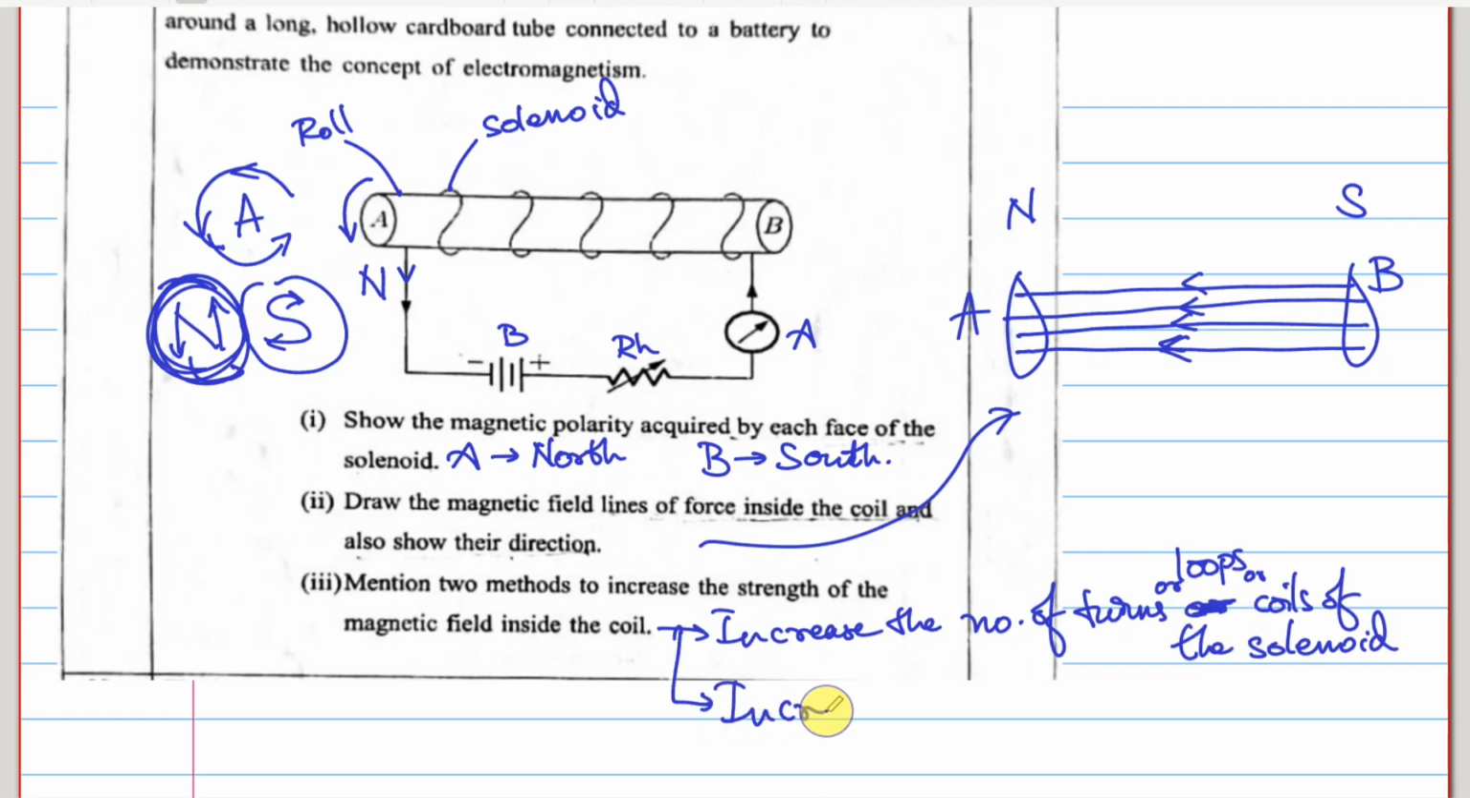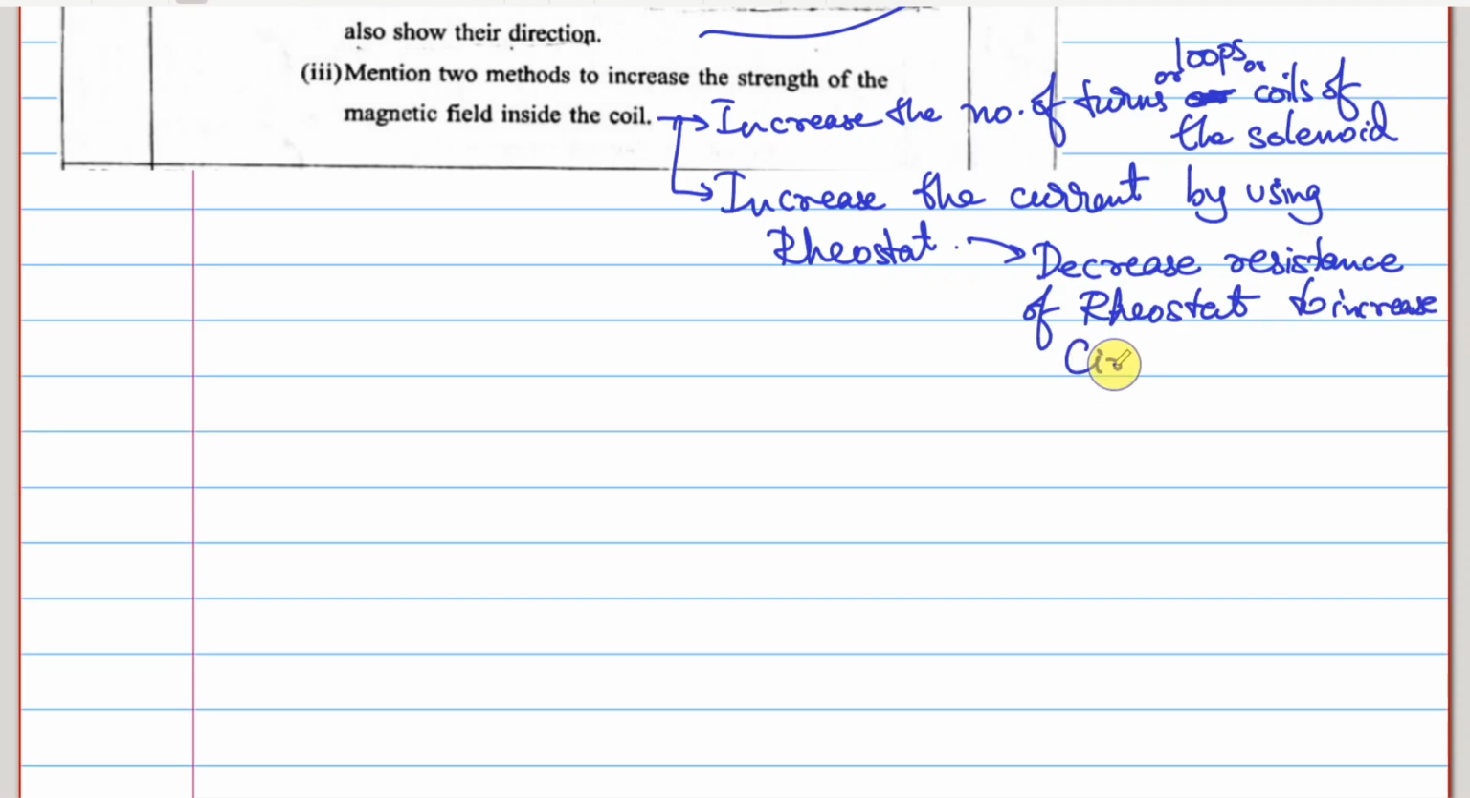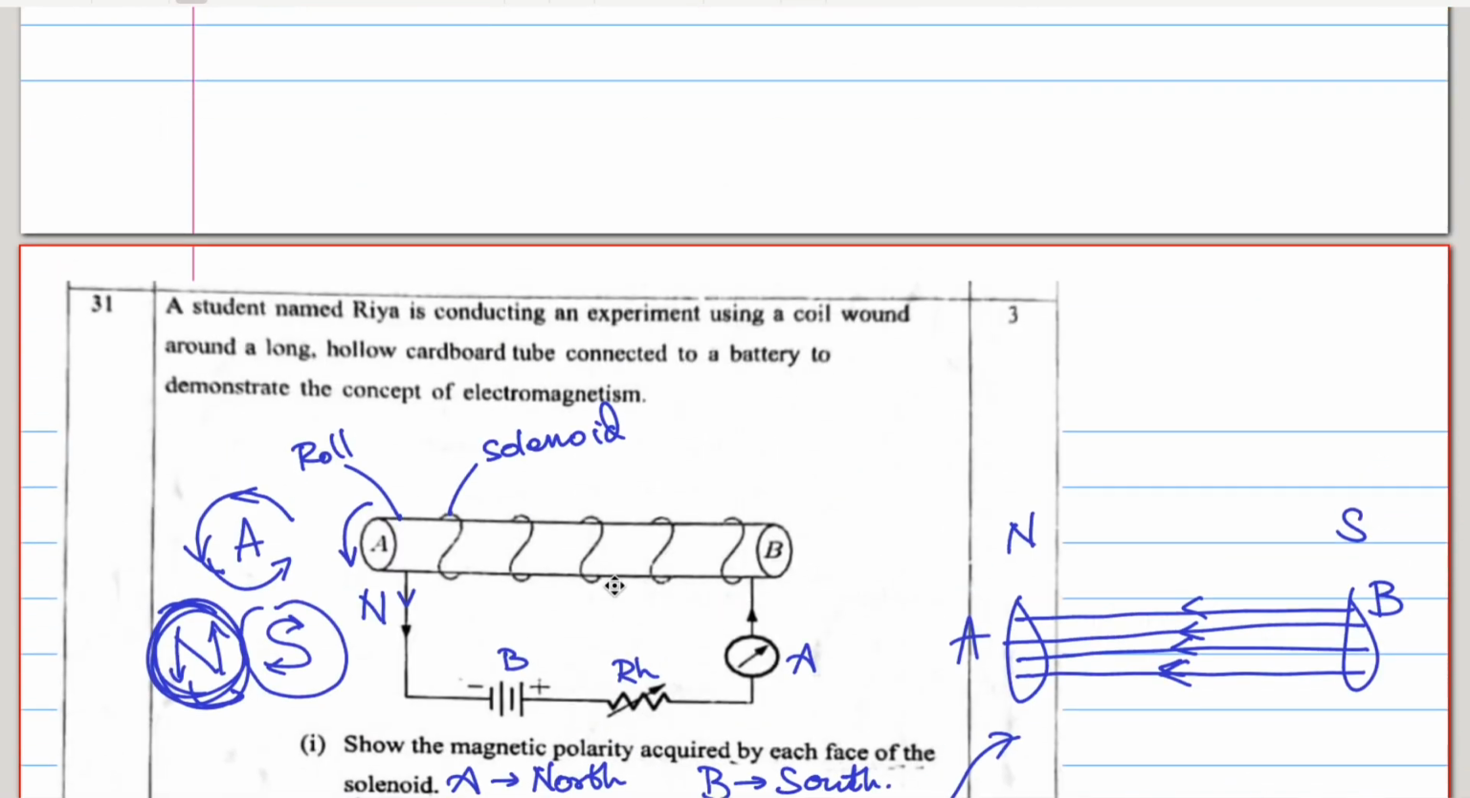Or we can increase the amount of current. Increase the current by using rheostat. Decrease resistance. This can be done by decreasing the resistance of rheostat to increase circuit current. So this was question 31.